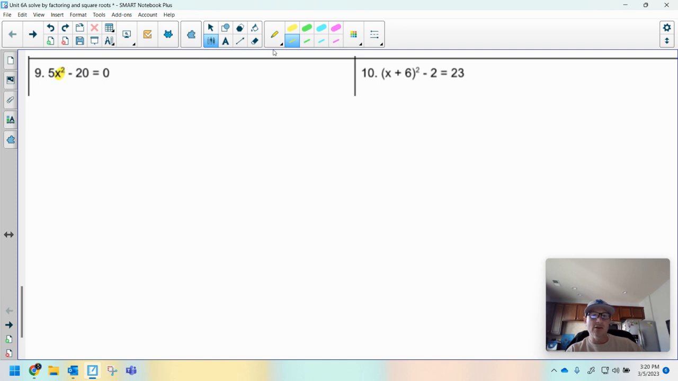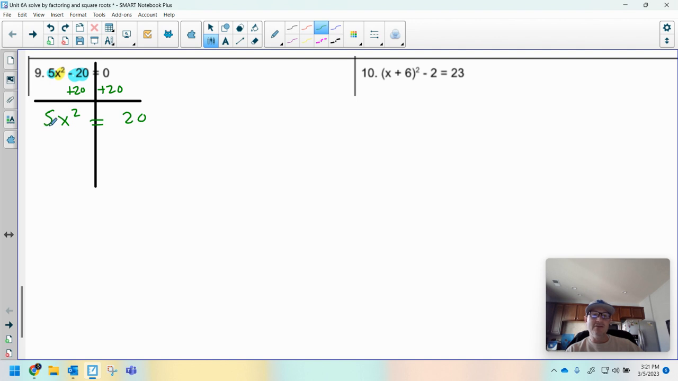We want to get this x squared all alone, which means we want to get rid of this negative 20 and also the positive 5. Which one do we get rid of first? If you said negative 20, you are correct. How do we get rid of a negative 20 and move it over to the other side? We do a positive 20, plus 20 to both sides. Next line, we bring down the 5x squared. We have a positive 20 over on the other side.